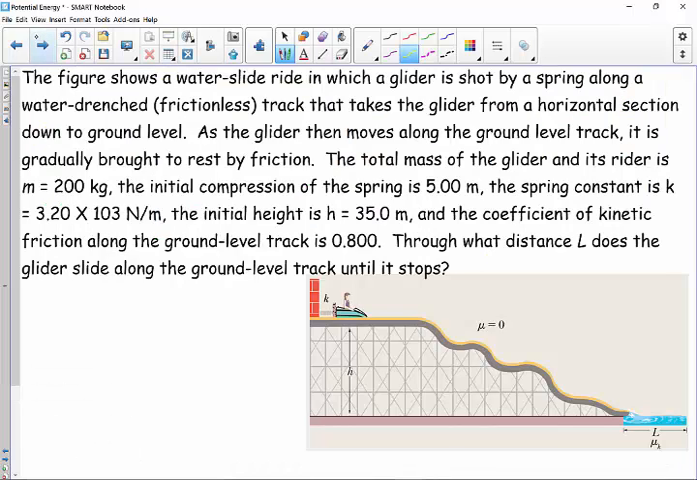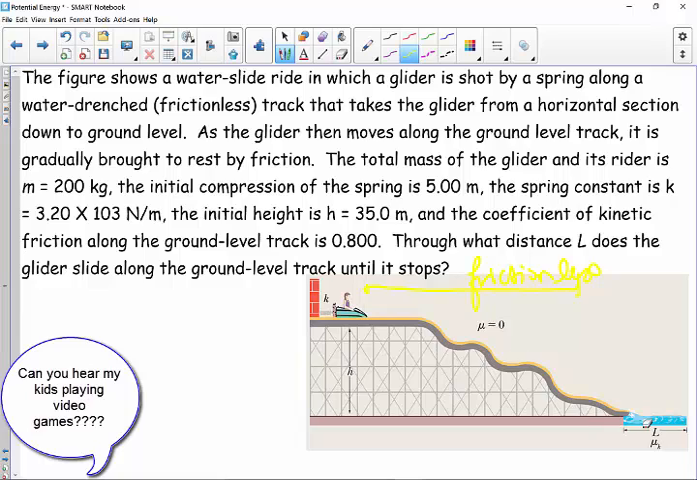So we're going to do one problem together. The figure shows a water slide in which a glider is shot by a spring along a water-drenched, frictionless track. Okay, so this part here is frictionless. No friction, thanks to the awesome water and all that. And it's gliding, then it glides into this horizontal section down here at ground level.